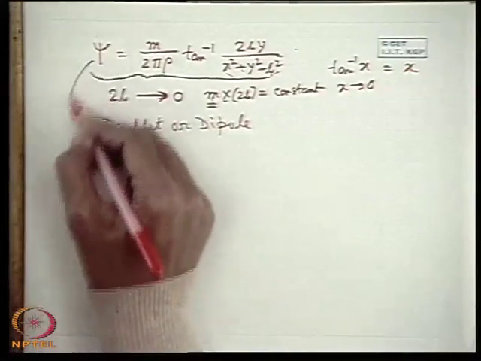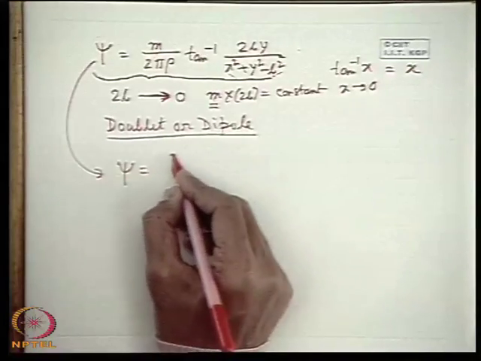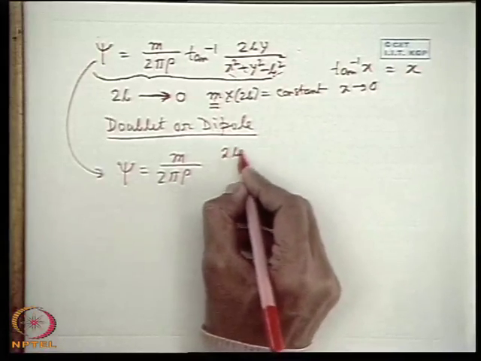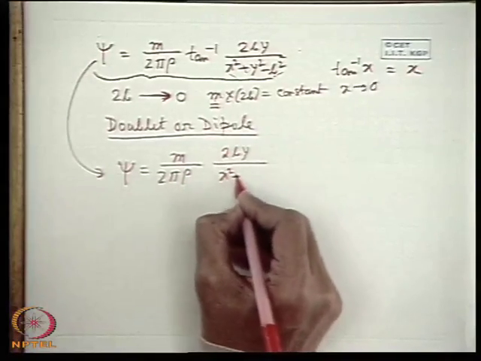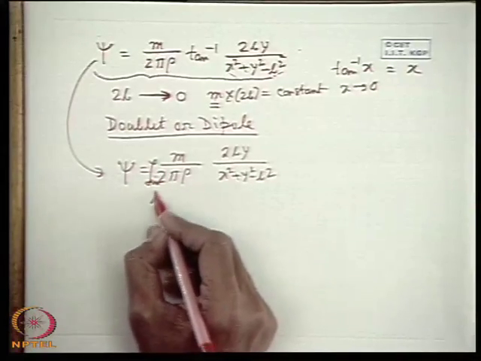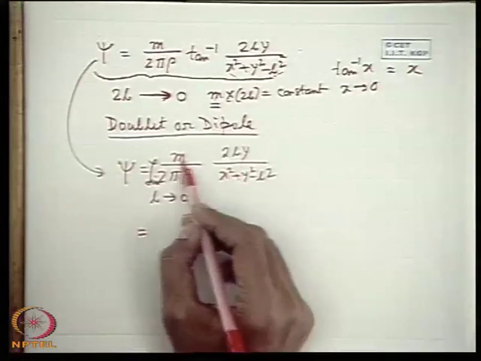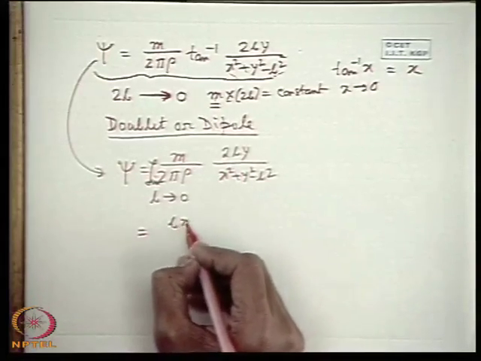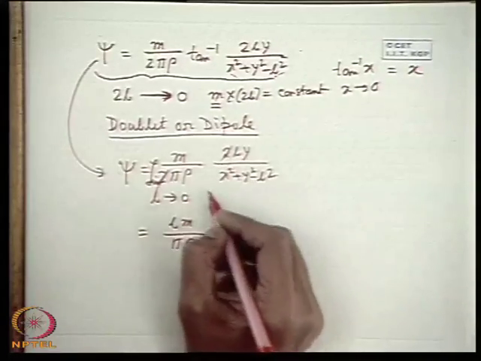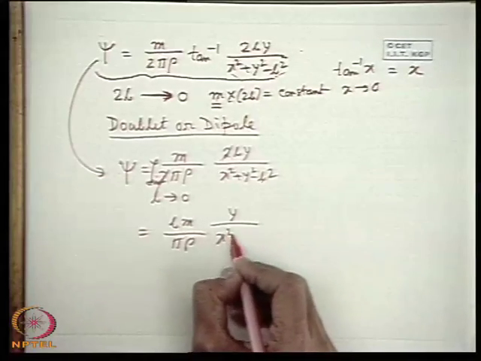So therefore we can write, under the limiting conditions for a doublet or dipole, psi is equal to m by 2 pi rho, with this mathematics, into 2by divided by x square plus y square minus b square. So limit of this as b tends to 0. Now when b tends to 0, but bm is constant, we can write, cancelling this 2, bm by pi rho into y, b tending to 0, that means y by x square plus y square.